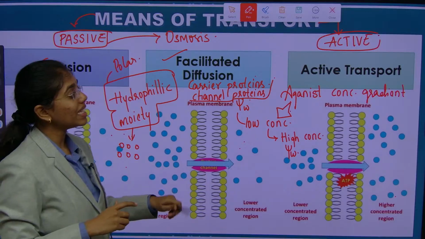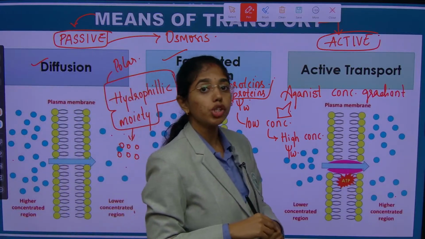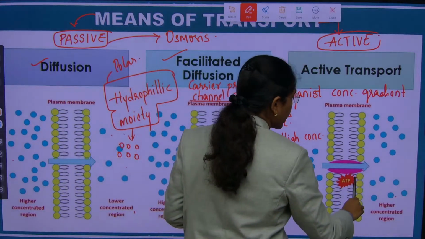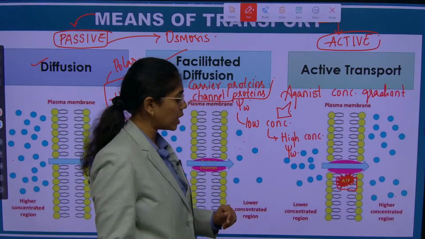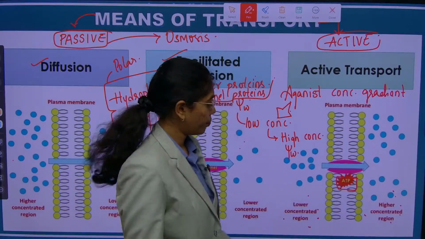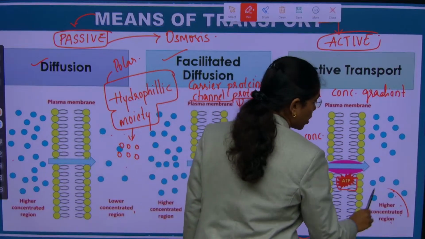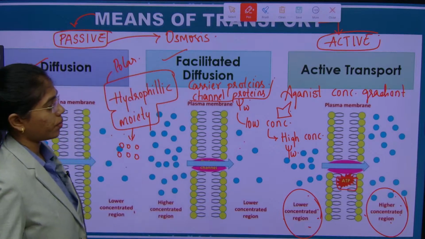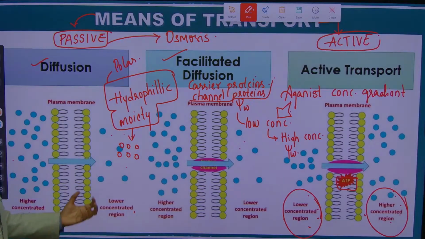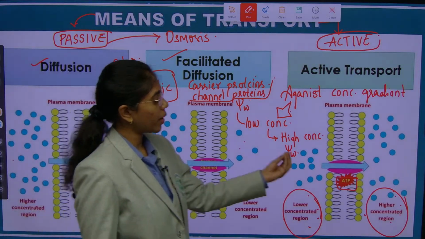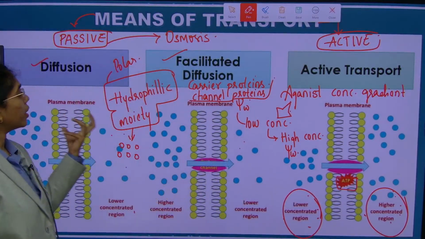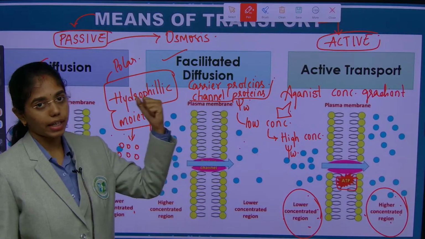Active transport is against the concentration gradient, which is from lower concentration to higher concentration. This requires energy, that is ATP, from a low concentrated region to a high concentrated region. Through ATP, the molecules will be transported. Fine, right. As it is against the concentration gradient, this will require what? Energy for the molecules to get transported. This is the gist of what? Diffusion, facilitated diffusion and active transport.